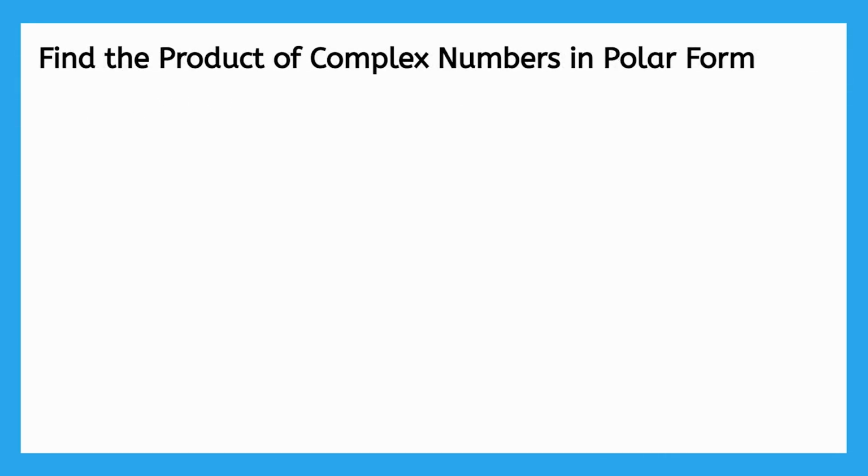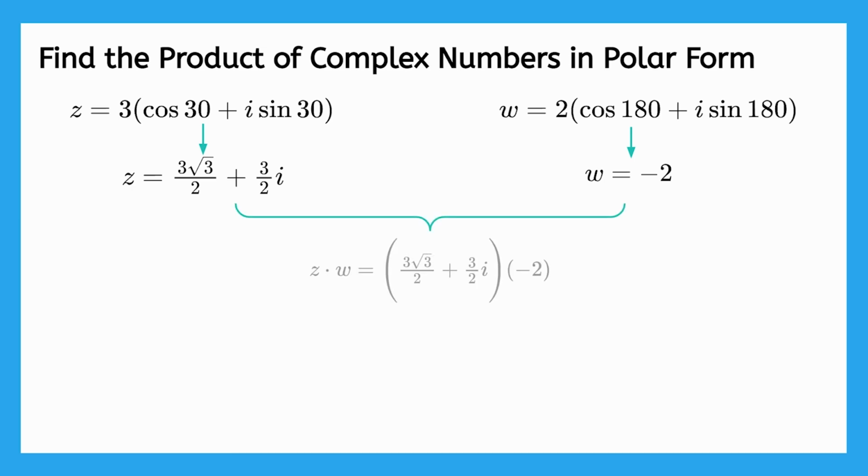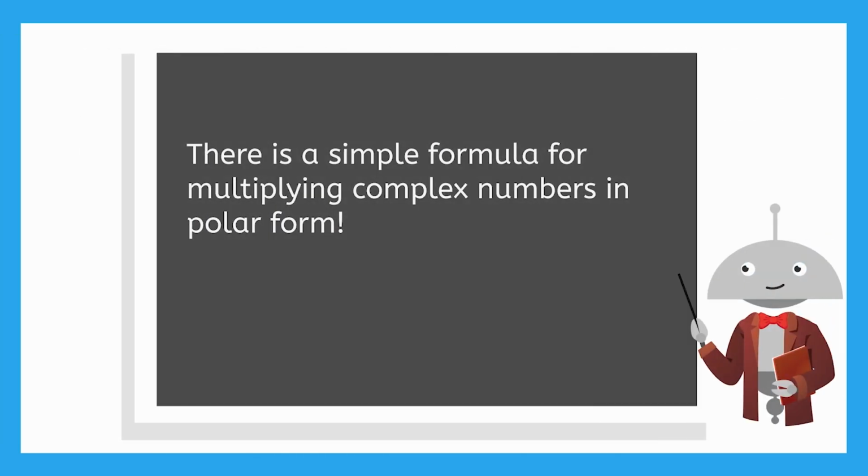Now, the task we are challenged with is to find the product of complex numbers written in polar form. When complex numbers are given in polar form, it's true we could rewrite them in rectangular form, then multiply. However, there is actually a simple formula to follow for multiplying complex numbers in polar form, and we're going to use algebra and trigonometric identities to derive it.